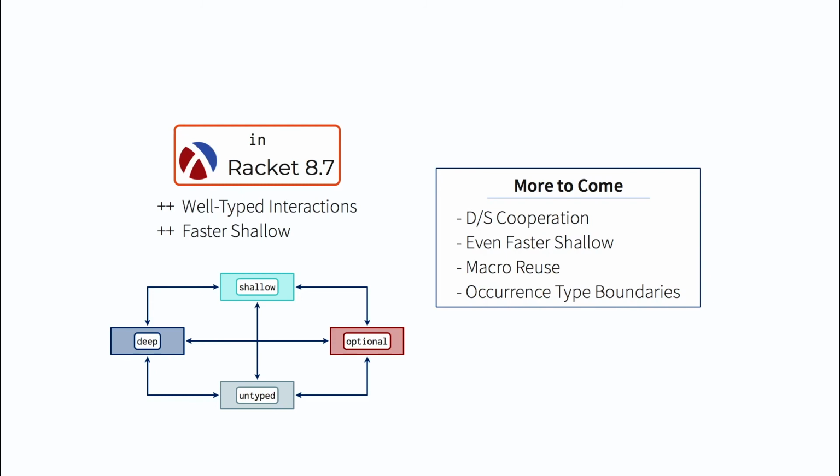And yes, hopefully there's much more to come. Better cooperation between deep and shallow. We touched on a lot of this before. Can we make shallow faster and less redundant? And can we get macros and occurrence types to go across shallow boundaries?